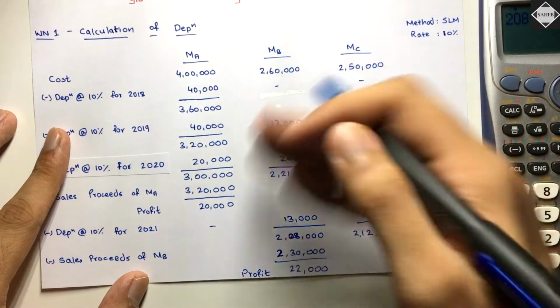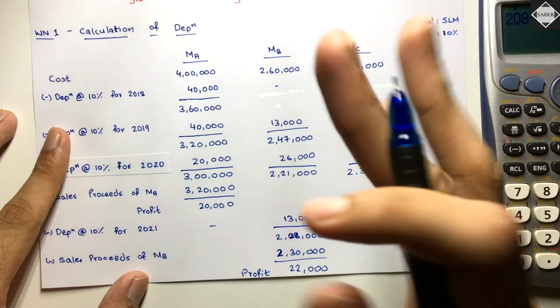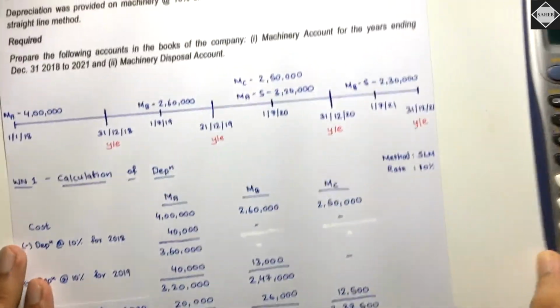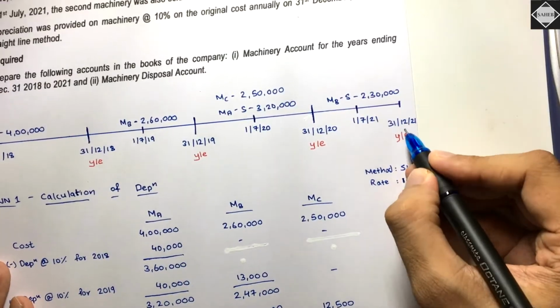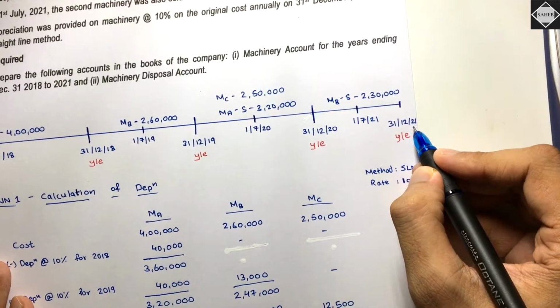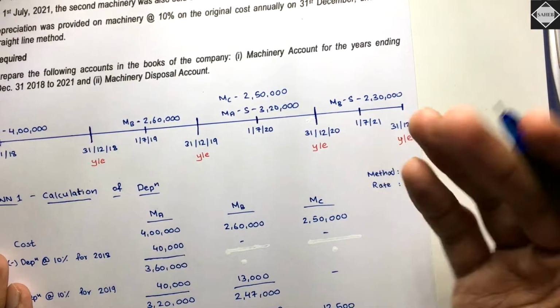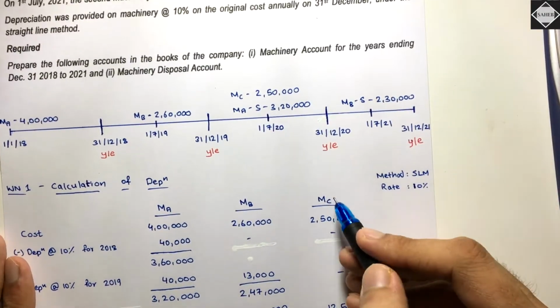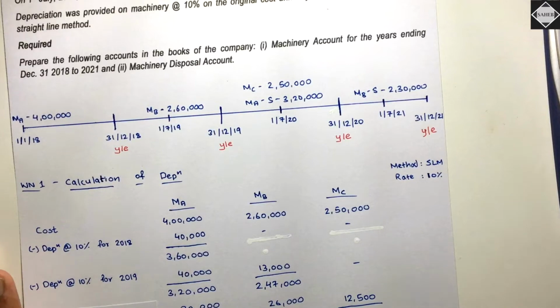Machine A is also sold. You have calculated everything, the 3 procedures. Here also the same thing. And then come to machine C. Now machine C is the only machine you have at the year end on 31st December 2021. So you are standing over here, you are looking back, how many machines do I have? You have only one machine, man. You have only machine C, right?